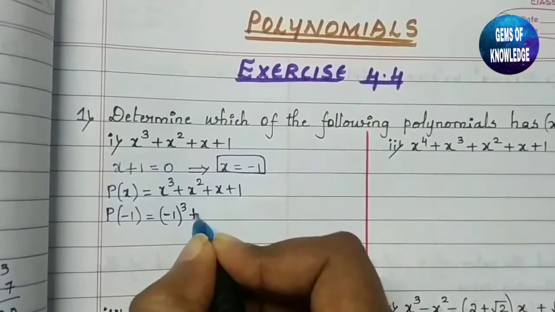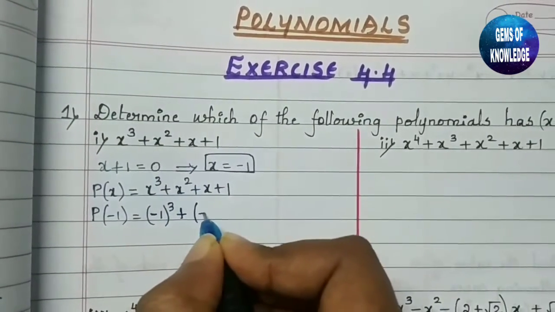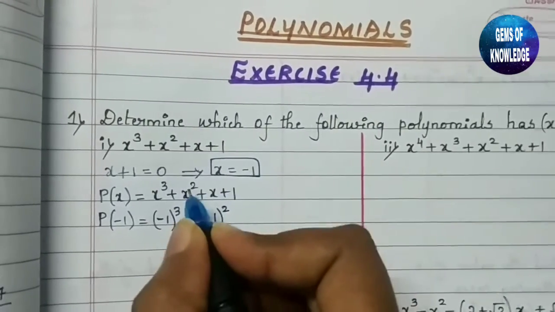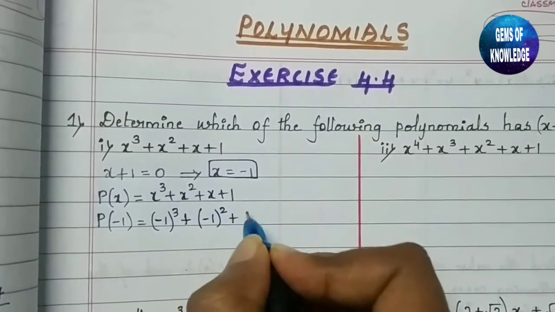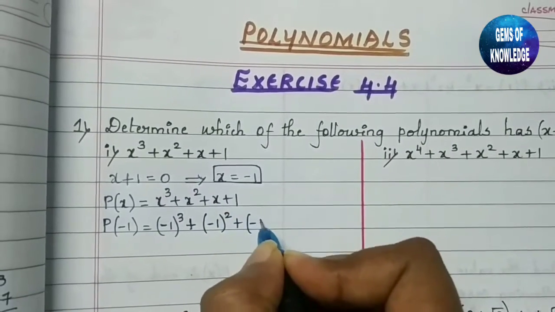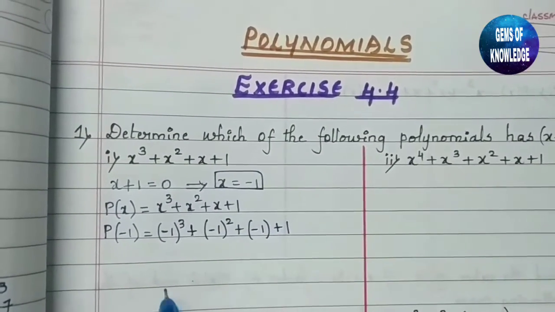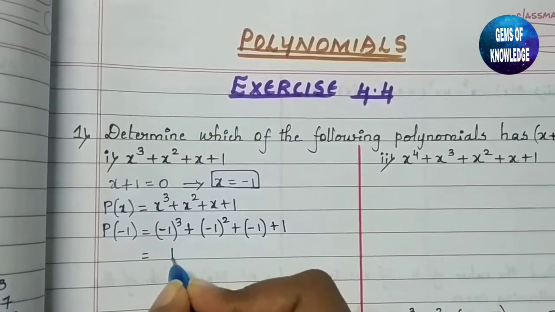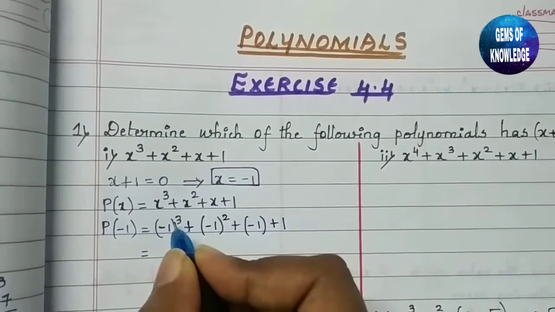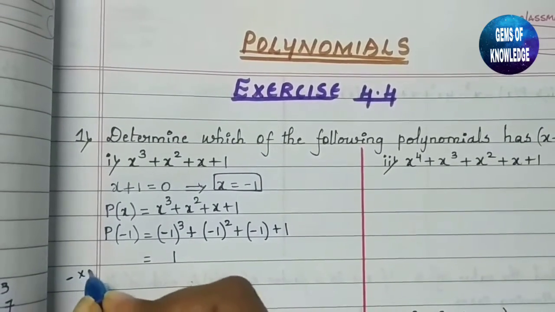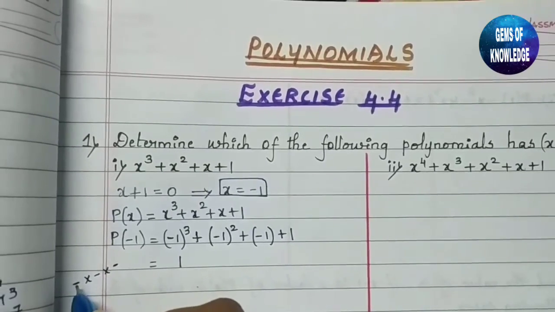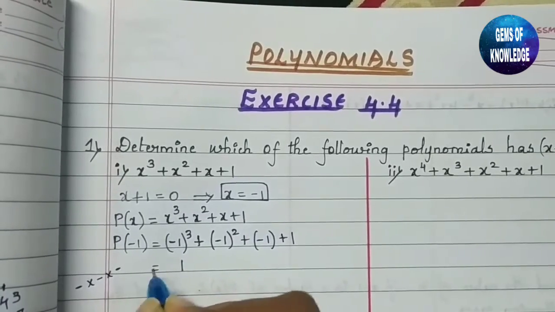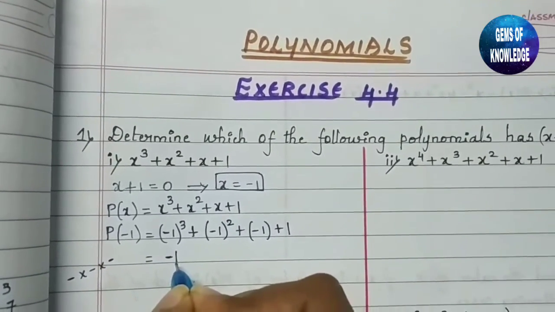then plus x square is given, so you can write it as minus 1 square, because the x value we have taken is minus 1, and this square will be as it is. Plus, in place of x we will write again minus 1, and this will be our plus 1. So next, 1 cube will obviously be 1, and minus into minus is plus. Again, minus into minus is given, 3 times. So minus into minus is plus and plus into minus will be again minus. So we are getting here minus 1.